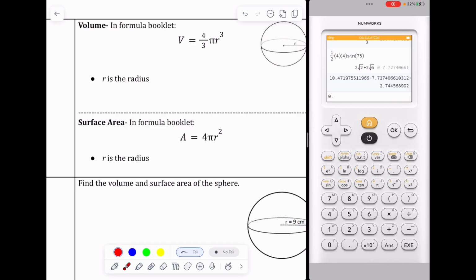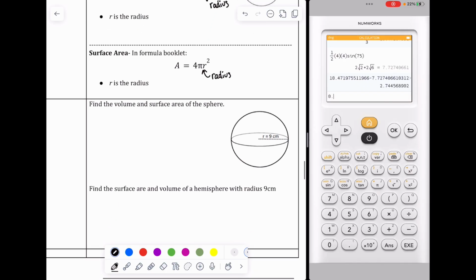So r is the radius, and that's the only measurement we need of a sphere in order to get the volume. Similarly, for surface area, we use the radius to find that, and it's kind of cool. The area of a circle is pi r squared. If that circle turned into a three-dimensional sphere, we would need 4 circle areas to cover the sphere, and it does that exactly.